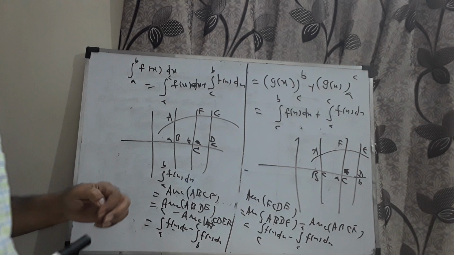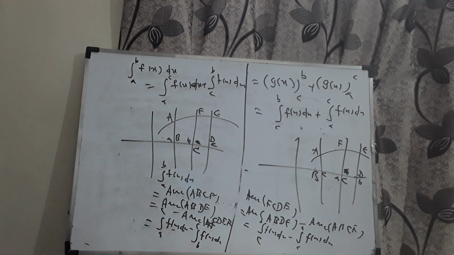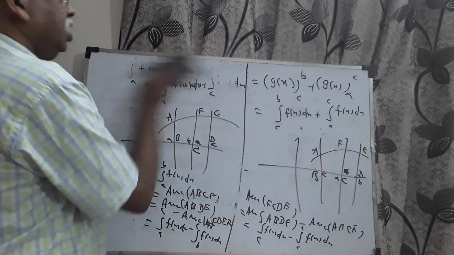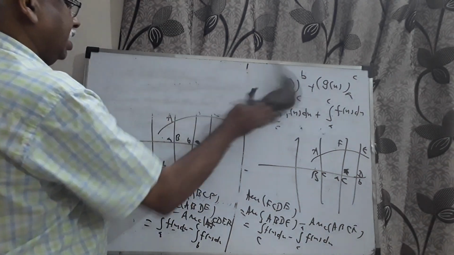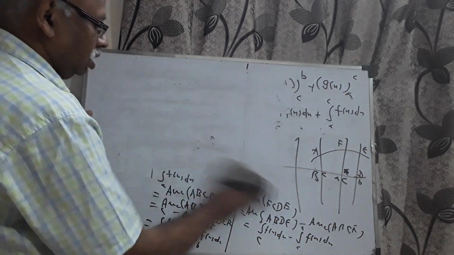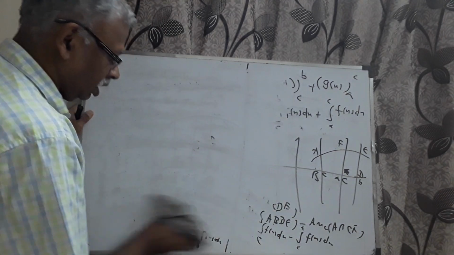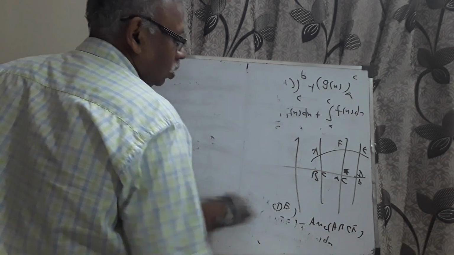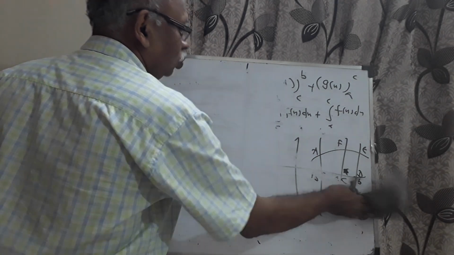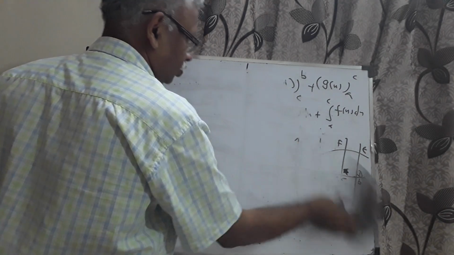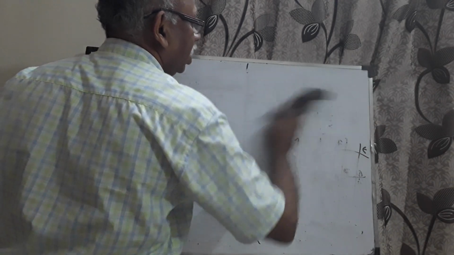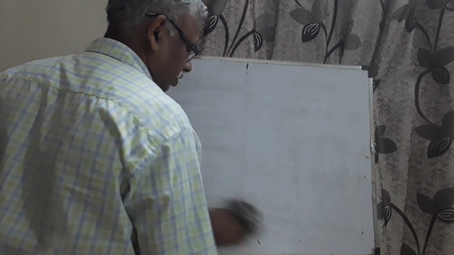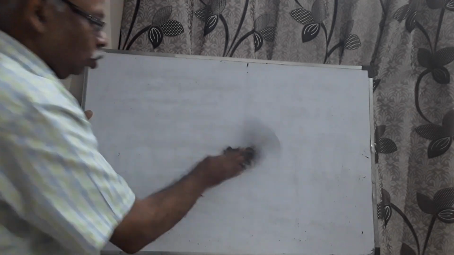Therefore, I come to the conclusion that whenever I apply such a rule, your point C need not always be in between A and B. It can be in between A and B. It can be to the left of A. It can be to the right of B also. By looking at the diagram, you will be able to get the result. In fact, I have proved this.